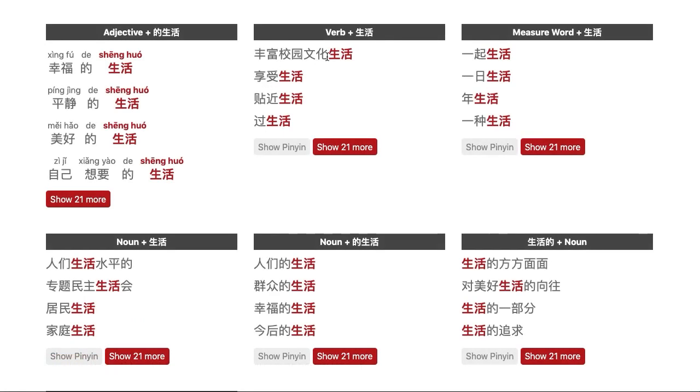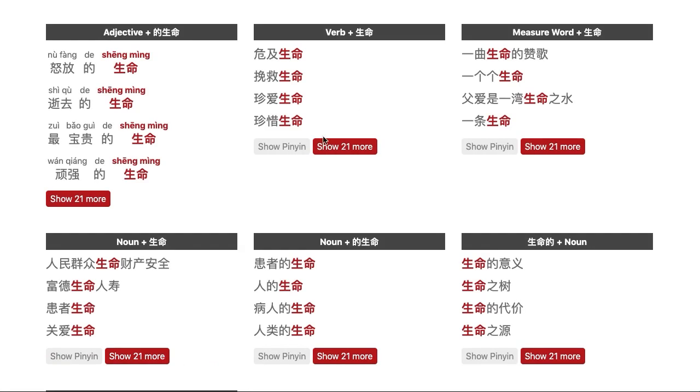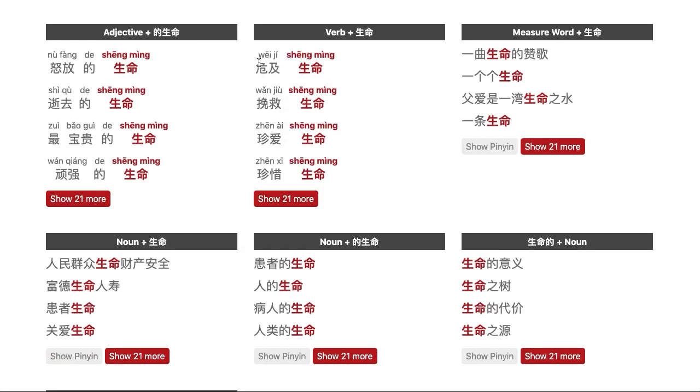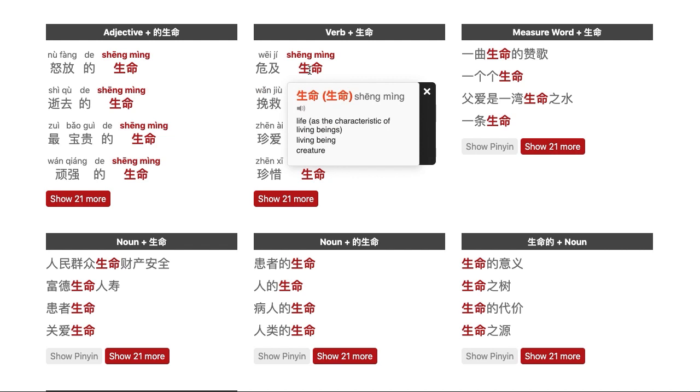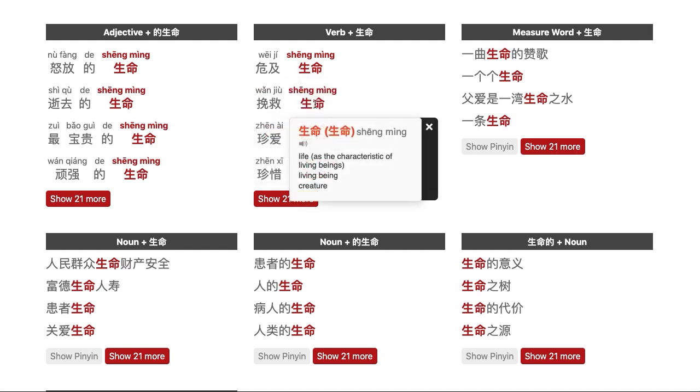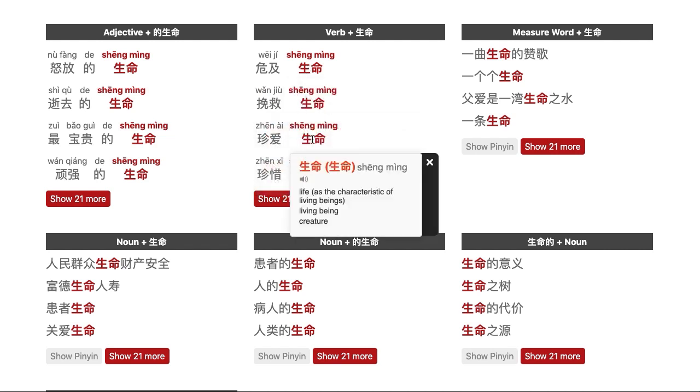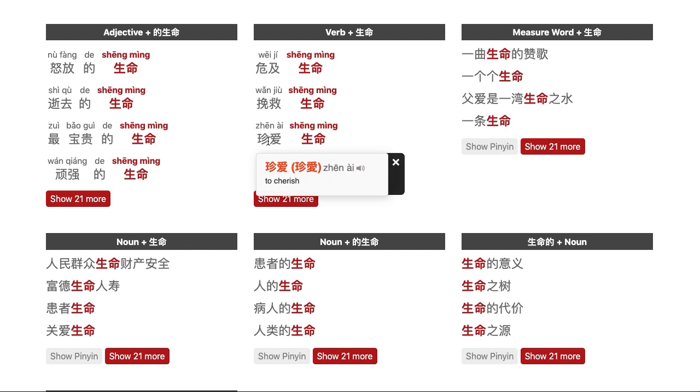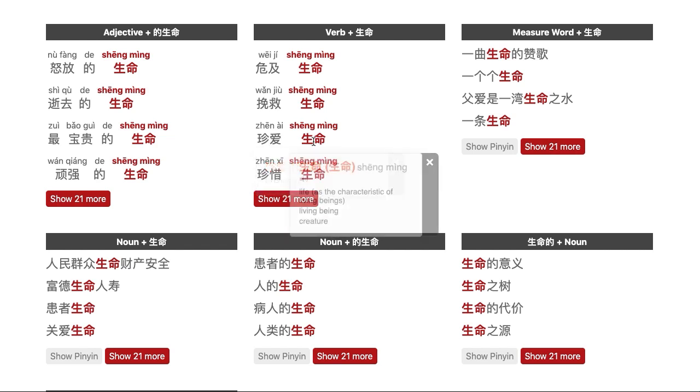Take a look at verb collocations, verb and 生活. You can see we have 享受生活, enjoy life, 过生活, live one's life, 丰富校园文化生活, to enrich campus cultural life. And for 生命, we have things like endangering life, 危及生命, saving life, 挽救生命, 珍爱生命, to hold life as precious, 珍惜生命, which is similar to 珍爱生命.